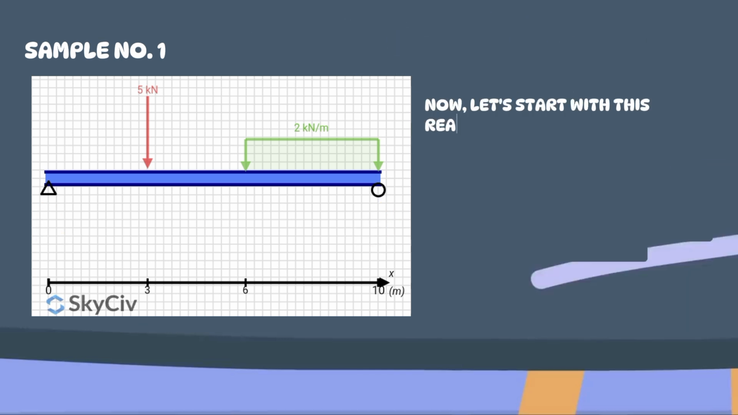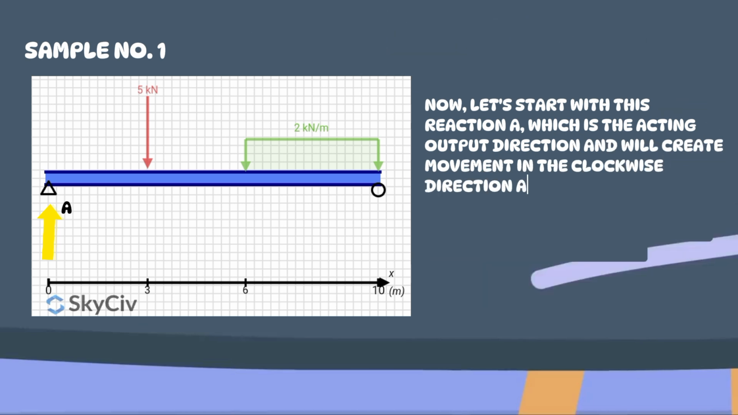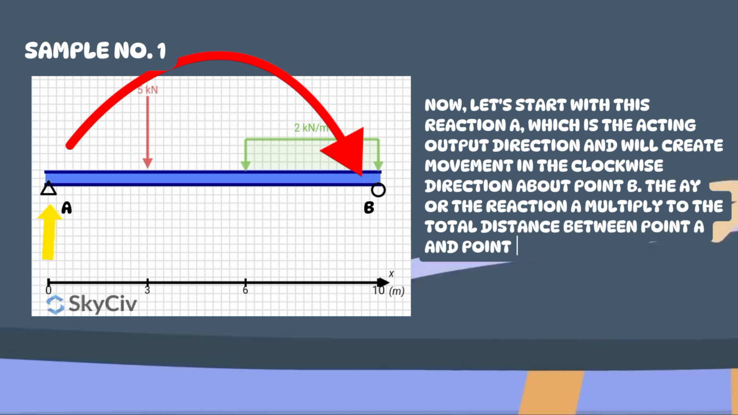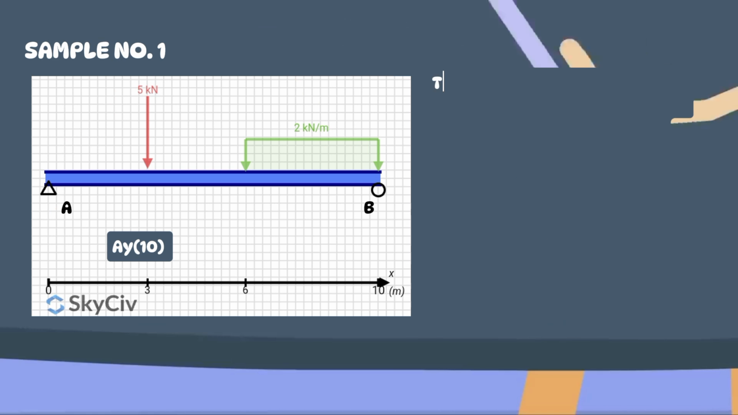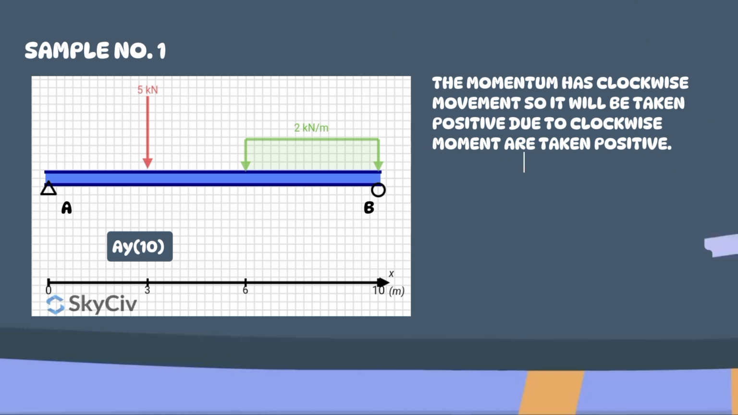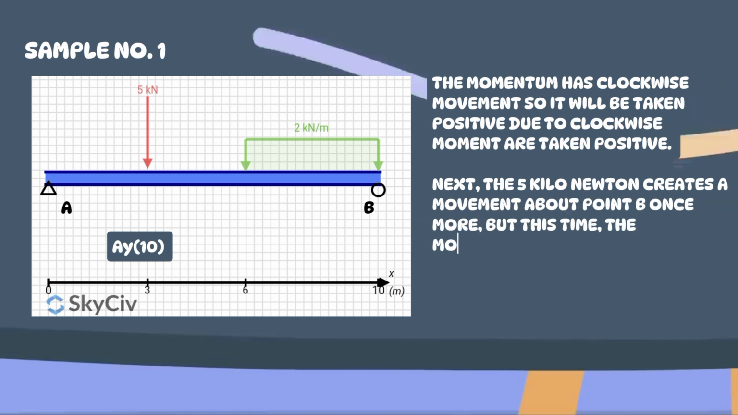Now, let's start with this reaction A, which is acting in the upward direction and will create movement in the clockwise direction about point B. The AY, or the reaction A, is multiplied by the total distance between point A and point B, which is 10. The moment has clockwise movement, so it will be taken positive, since clockwise moments are taken positive.